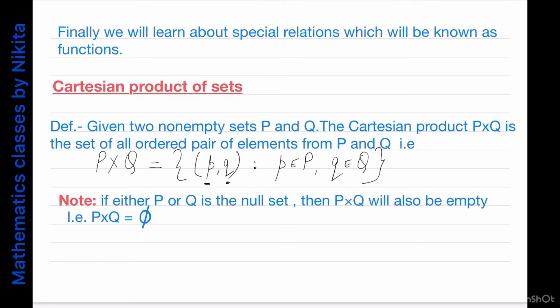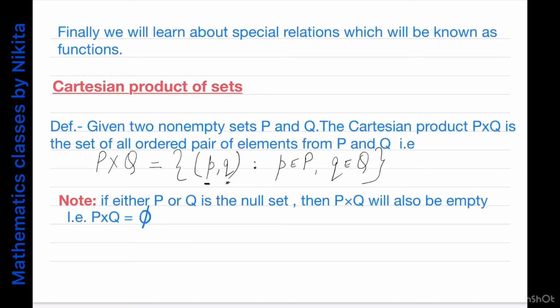Now note one thing. If either P or Q is the null set, meaning the empty set, either P is empty, or Q is empty, or both of them are empty, then P cross Q will also be an empty set. That means P cross Q is equal to phi. Very important thing to note.